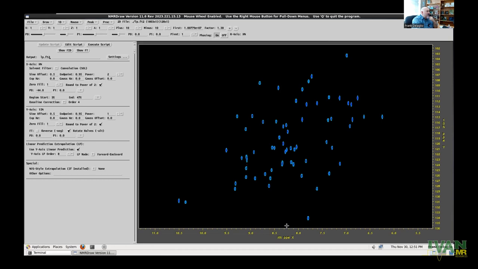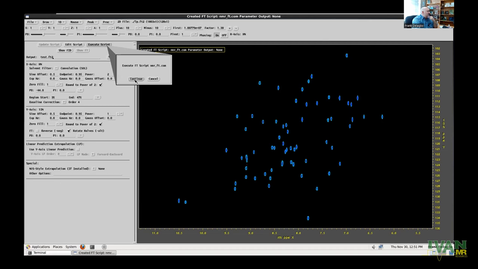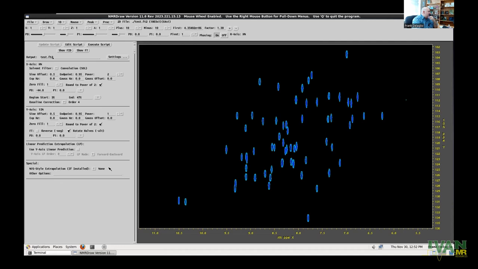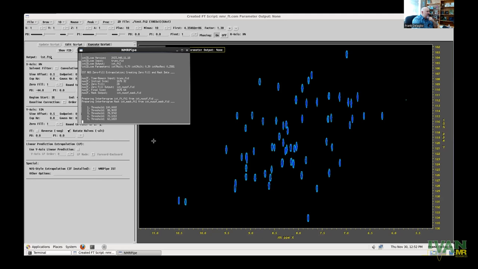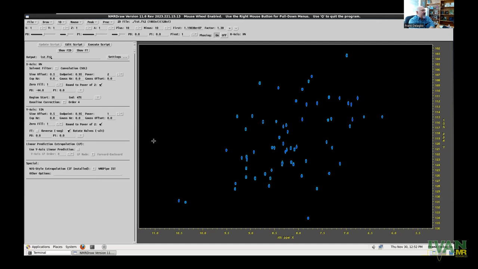And we turn linear prediction off and go back to our original broad version of the data. So let's use a different method now. Instead of using linear prediction, let's use IST to extrapolate this data. So I'll select that extrapolation mode here, create a new script, and execute it. And here's a version of the data that's extrapolated with IST instead of linear prediction.